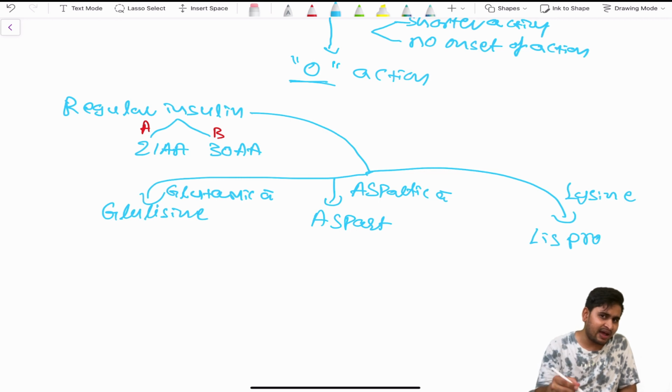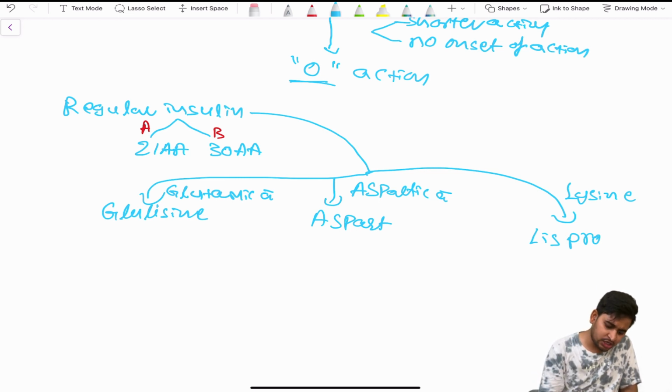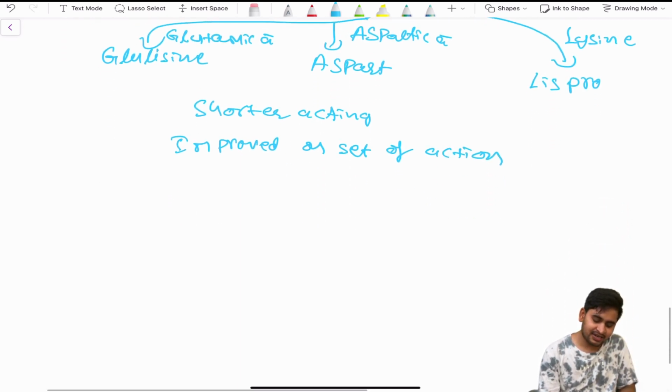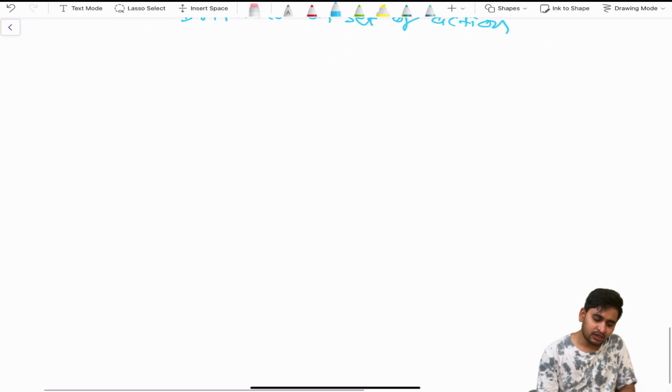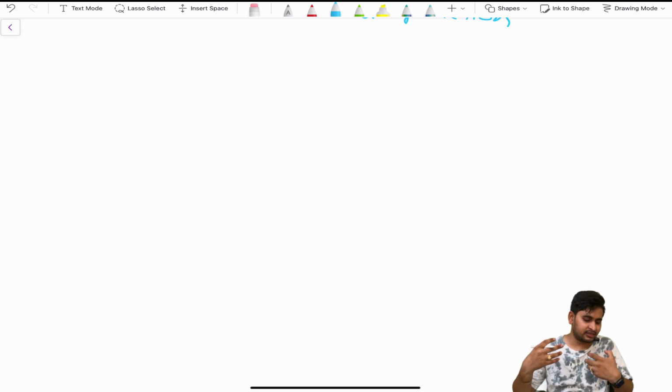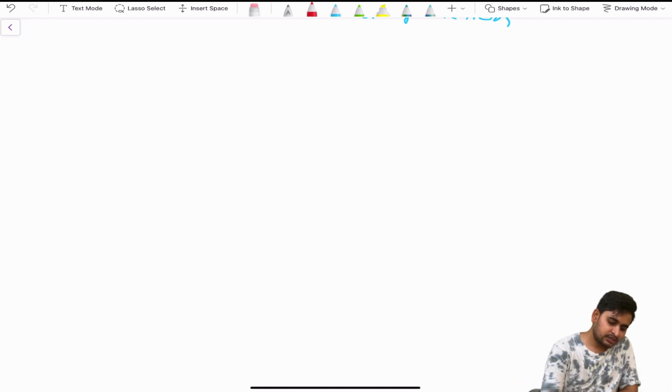These insulins have shorter action but improved onset of action. Clear? This is about insulin. So these are the sources of the drugs which scientists obtain to treat diseases nowadays. Clear?